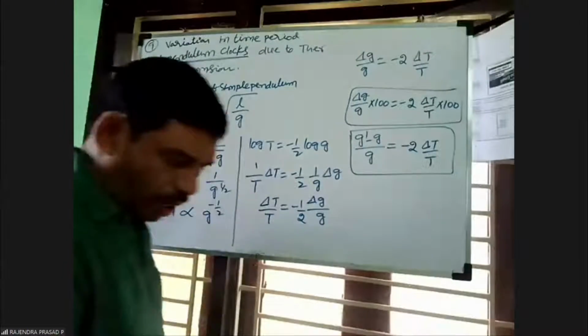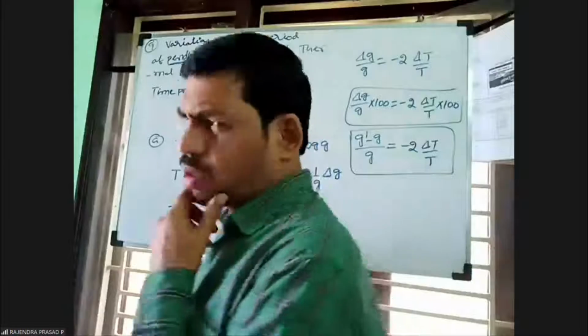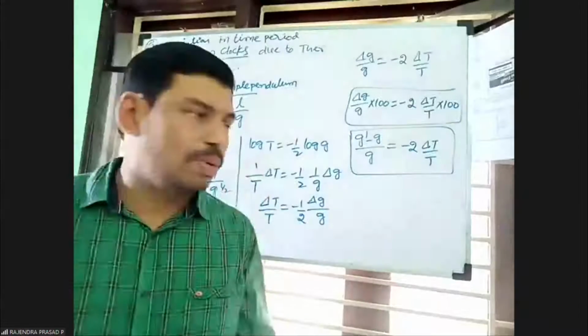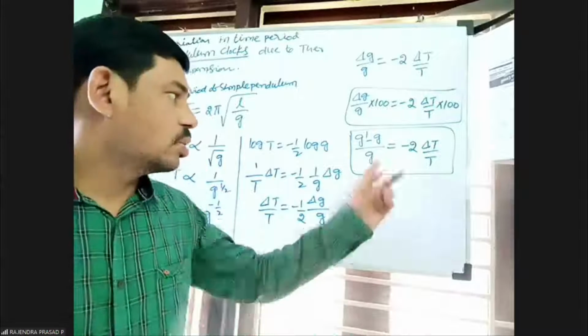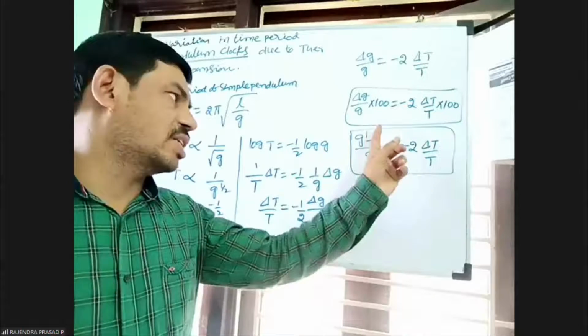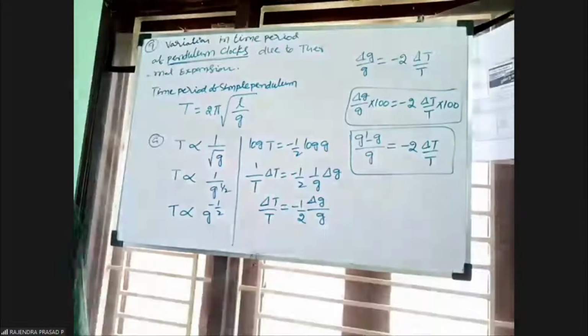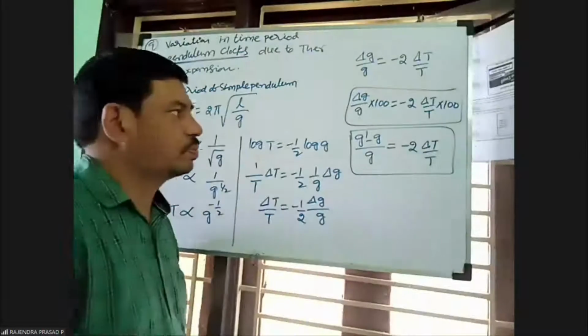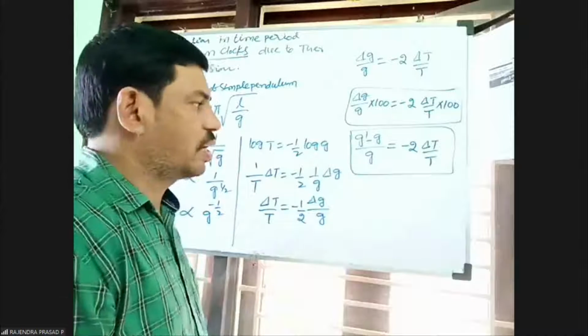One problem is there in the workbook or PDF, actually a question paper problem. So G dash minus G by G equal to minus 2 into delta T by T. Is the percentage calculated? So error calculated.